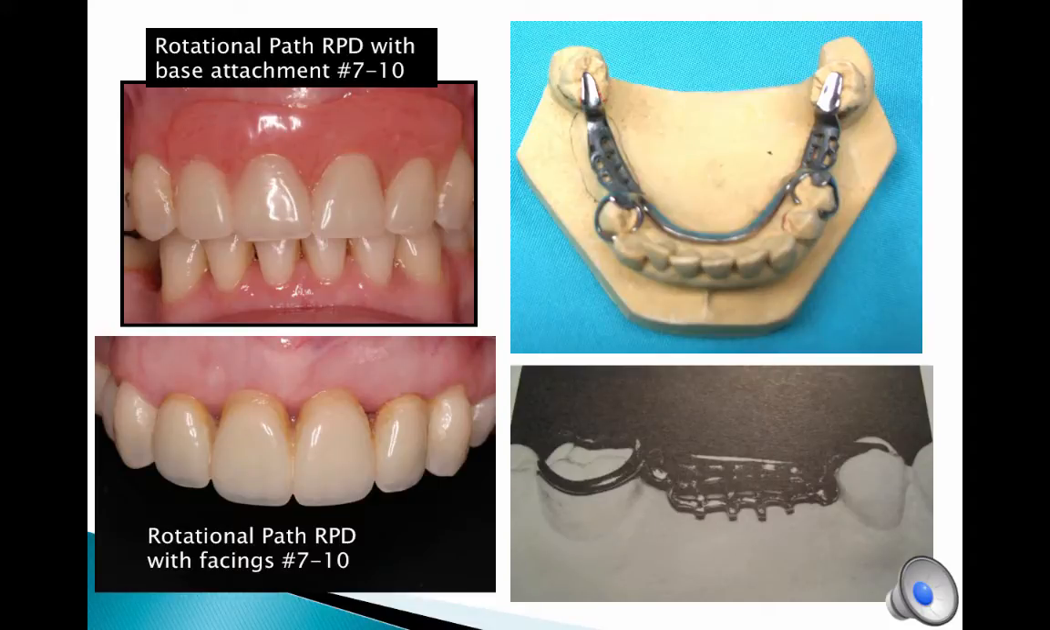These two cases on the left are examples of rotational path removable partial dentures replacing anterior incisors. While a patient's functional and aesthetic needs can be met with the rotational path RPD, they can be more demanding for the laboratory technician to fabricate and for the dentist to seat in the mouth. This decision is often overlooked as a viable means of treating missing teeth for this type of partially edentulous arch.